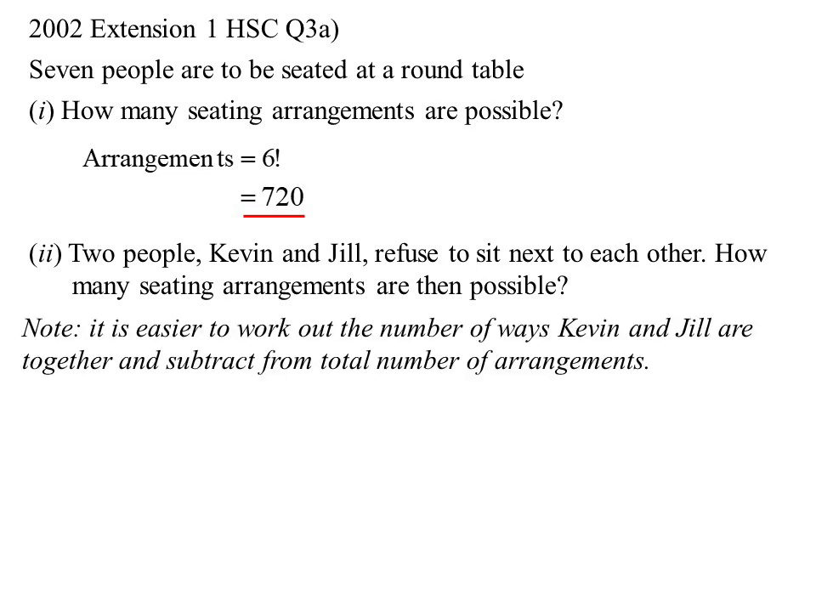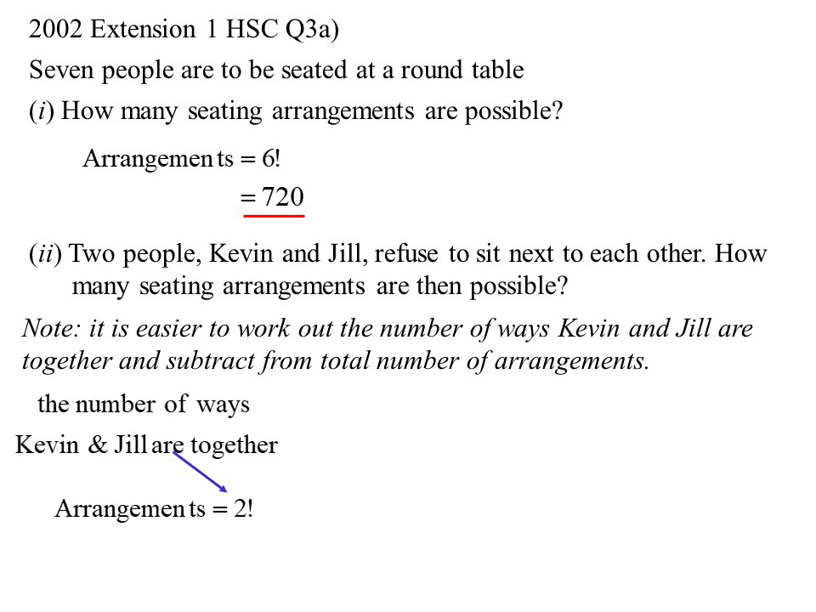Well, the thing is, it's probably going to be easier to work out how many where they are together and then subtract that. Do the complementary one. Do whichever one's easier. That's going to be easier. So let's assume that they like each other and they want to be together. Well, 2 factorial ways of Kevin and Jill being together. They just work out the order they want to be in.